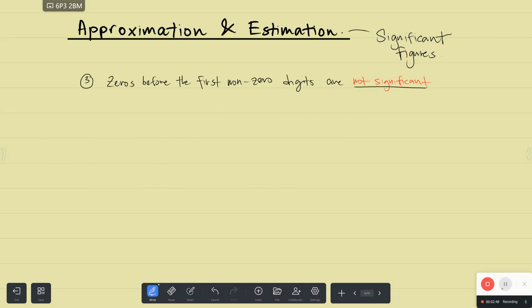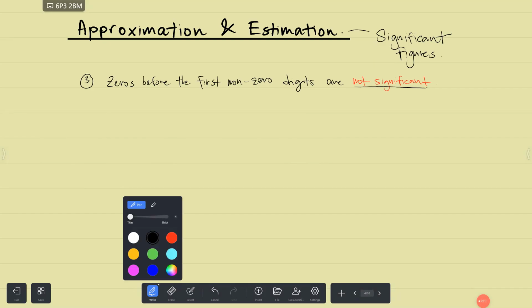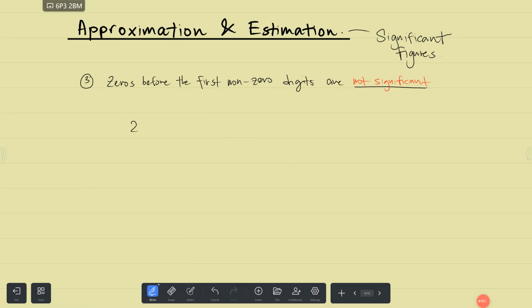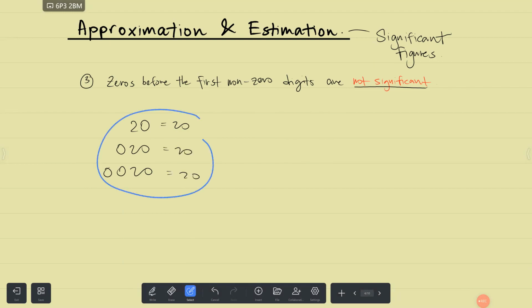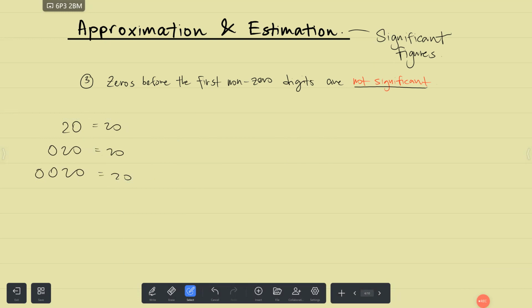Next, zeros before the first non-zero digit are not significant. Let's talk about the intuitive sense here. If we have a number 20, and we add a 0 in front of it, or even 2 zeros in front of it, they are insignificant. They don't change the value, because all of these just equal 20. The value does not change. This is the idea we're using for this particular point on significant figures.